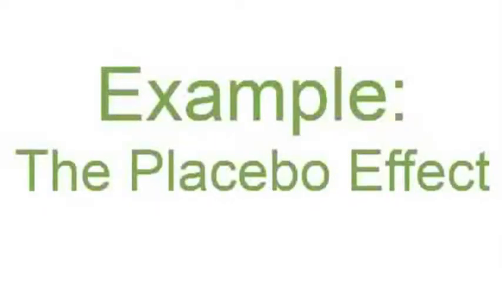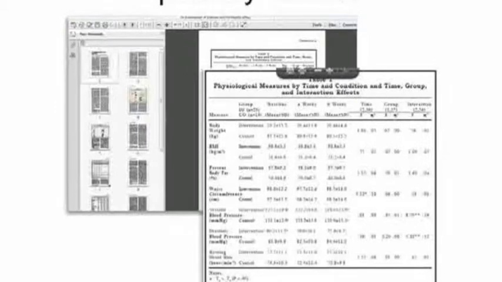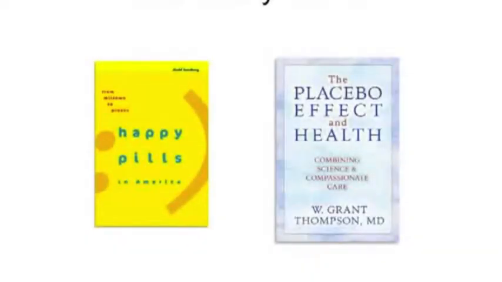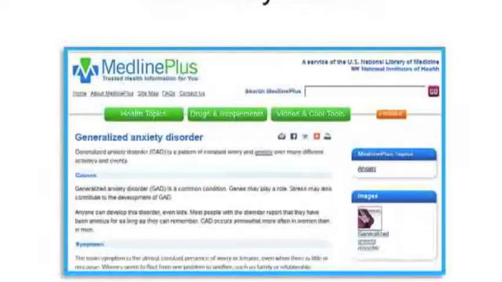Let's look at an example. A primary source for a paper about the placebo effect could be data from a medical trial which was published in an academic journal. Secondary sources for this topic could include books about medication, the placebo effect, and health in general, or websites which define various anxiety disorders.